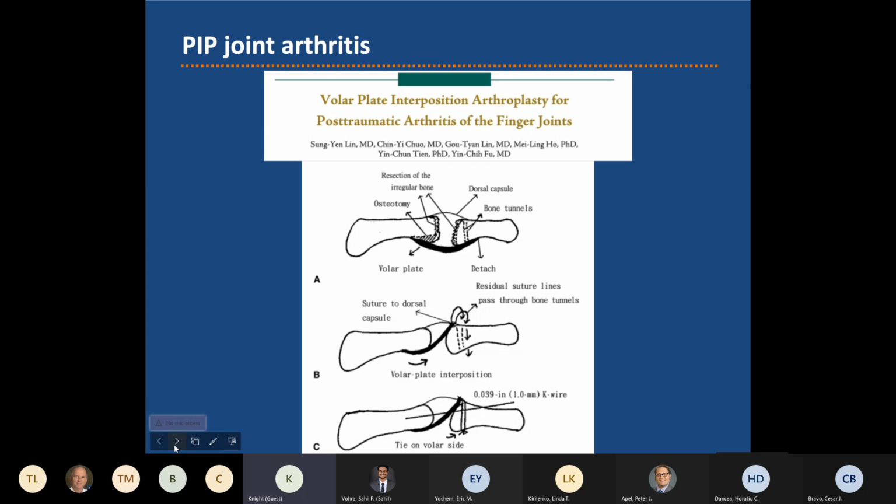So you can also do interposition of some sort. There are several. I was on a paper where we did a dorsal capsular interposition. Lots of different options with that for someone that you want to stave off doing an arthroplasty. But the more common one is the volar plate, where you take the volar plate and you suture it dorsally. Next.